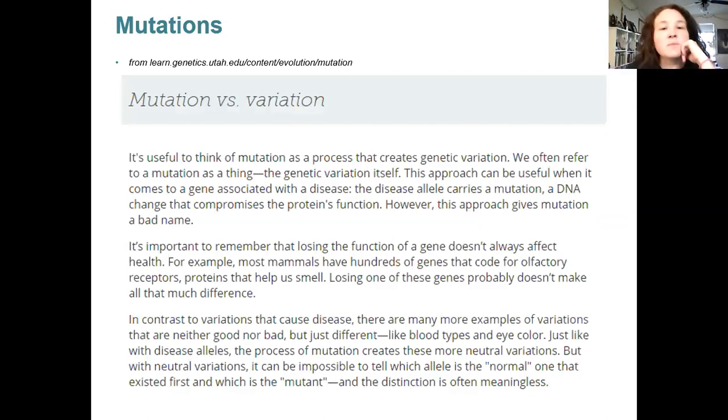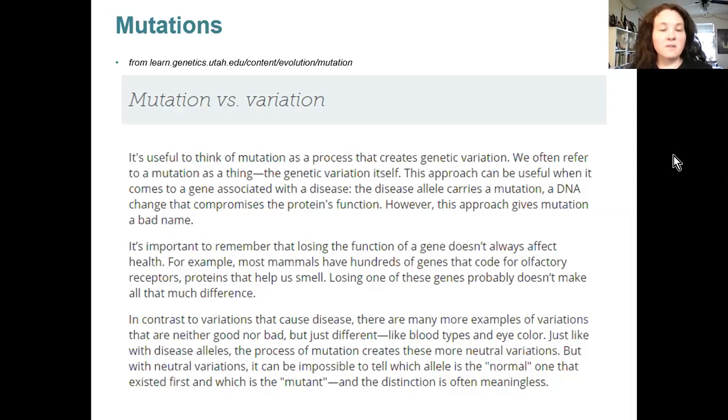It's useful to think of mutation as a process that creates genetic variation. We often refer to mutation as a thing, the genetic variation itself. This approach can be useful when it comes to a gene associated with disease. However, the disease allele carries a mutation, a DNA change that compromises the protein's function. However, this approach gives mutation a bad name. It's important to remember that losing the function of a gene doesn't always affect health. For example, most mammals have hundreds of genes that code for olfactory receptors, proteins that help us smell. Losing one of these genes probably doesn't make all that much difference.